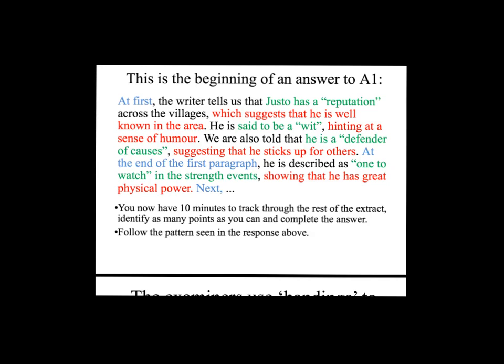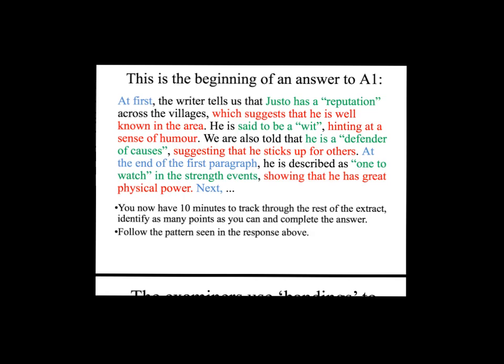Now remember that the green indicates the direct quotations. So Justo had a reputation, he's said to be a wit, he's a defender of causes. Okay, so we have these direct quotations, and then the red is indicating here what you learn about that information. So what do you learn about Justo based on this information? And remember that from the bullet points from that first question, we were focusing on what do we learn about him. Okay, remember those two parts of that first bullet point. The facts and details, and then the kind of person he is.